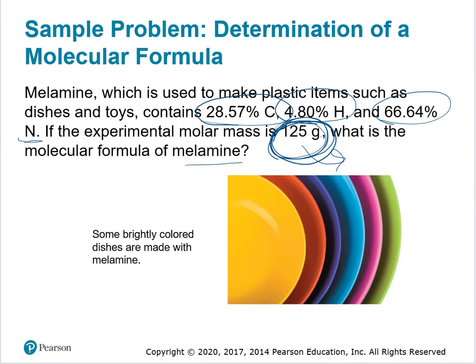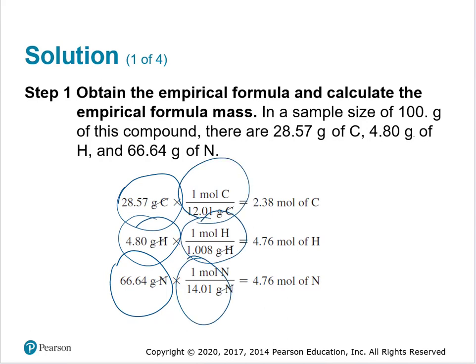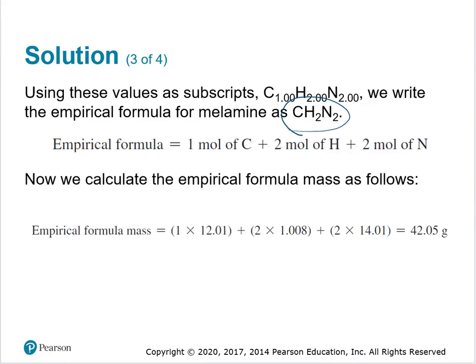First, we need to find out what the empirical formula is. We want to take all of these percents and put them into grams. So we have grams of carbon, hydrogen, and nitrogen. And if I have grams, I can get to moles. These are all straight from the periodic table telling us the molar mass of carbon, hydrogen, and nitrogen. That gave us the 2.38 moles of carbon, 4.76 moles of hydrogen, 4.76 moles of nitrogen. We need to divide everybody by the smallest, which would be that 2.38, giving us 1 mole of carbon, 2 moles of H, and 2 moles of N. Therefore, CH2N2 is our empirical formula.